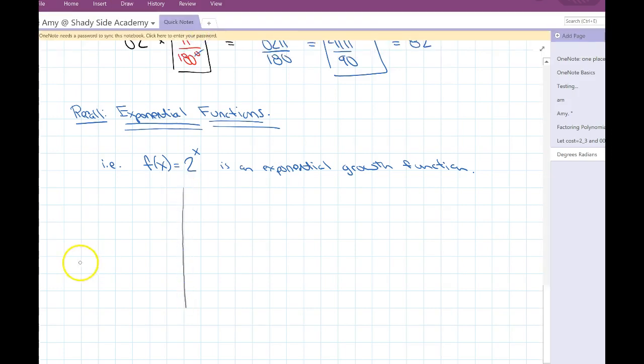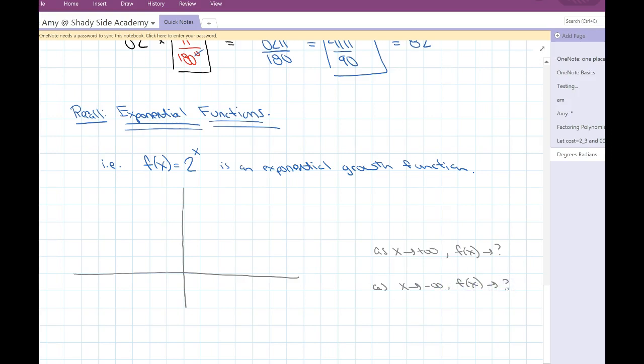One thing I want to ask you is this question. As x approaches positive infinity, f of x approaches what? As x approaches negative infinity, f of x approaches what?